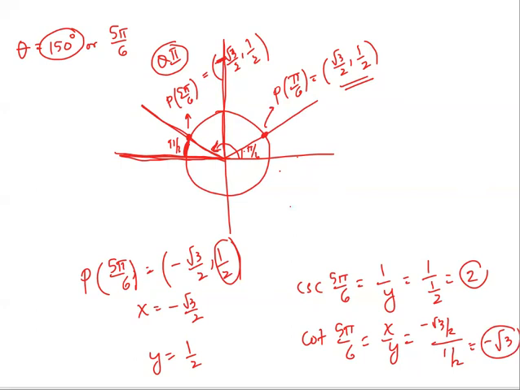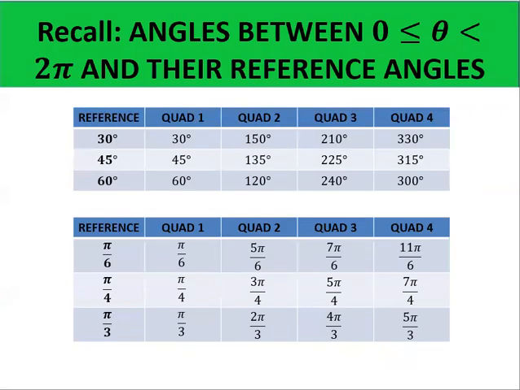Okay, so in the next slide, you will see that in the first table the angle measurements are in degrees. In the second table, we have the radian measurements. So if, let's say, the angle is 135 degrees, its reference angle will be 45 degrees. Now, in the following table, if the angle is 5 pi over 4, then its reference angle is pi over 4.